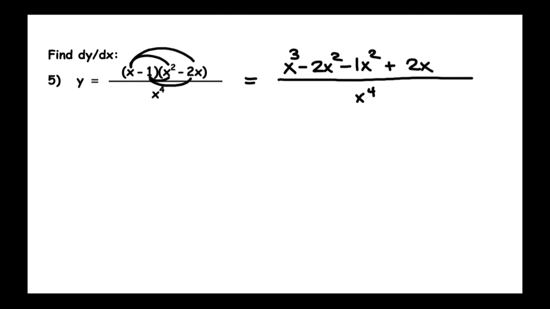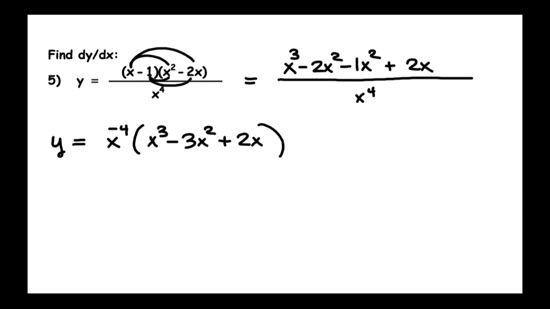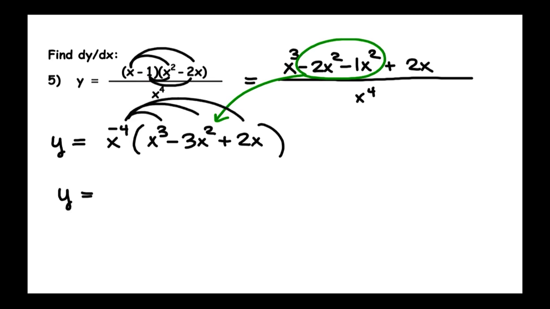So actually, y is equal to that. But then you can take that x to the 4th and bring it up top, making it x to the negative 4th, and that way you don't even have to do a quotient rule. As I wrote this, I just combined the like terms right here to make the negative 3x squared in the middle, in case you're wondering where that came from. Doing some quick distributive property, I'll finally have y rewritten.